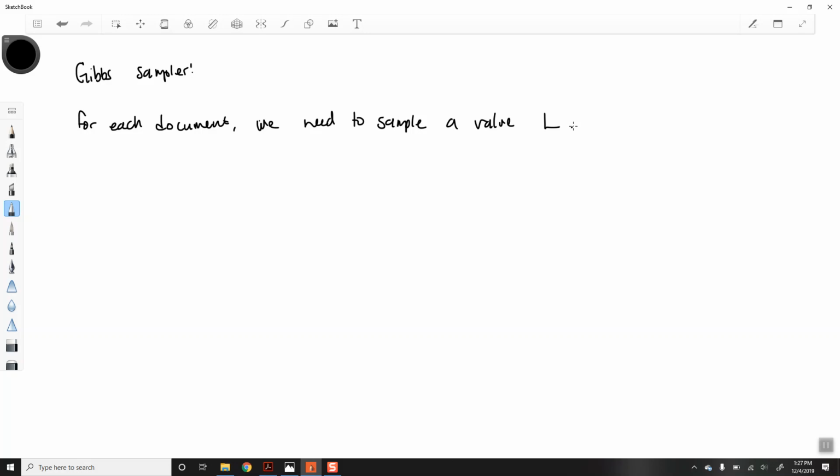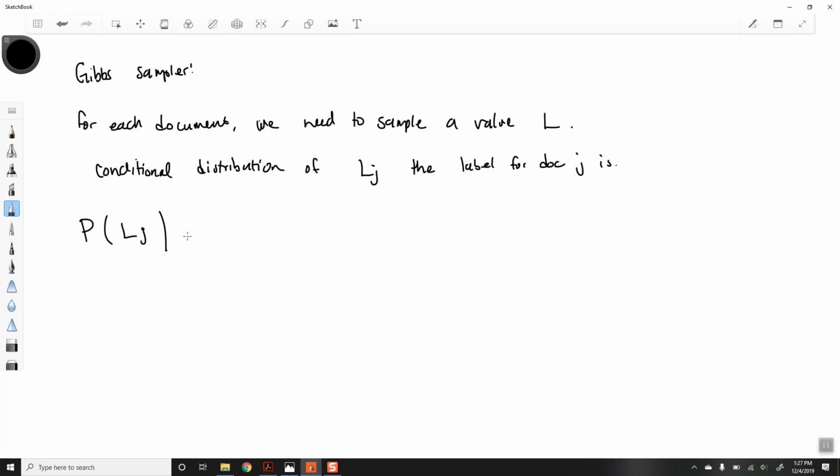All right, and so the conditional distribution of L_j, which is the label L for document j, is going to be the probability of L_j given all the other document labels.